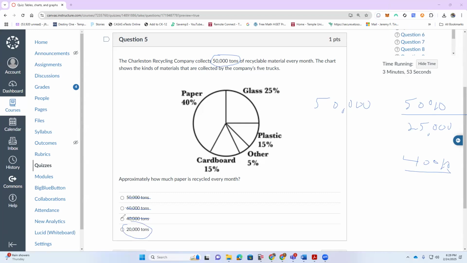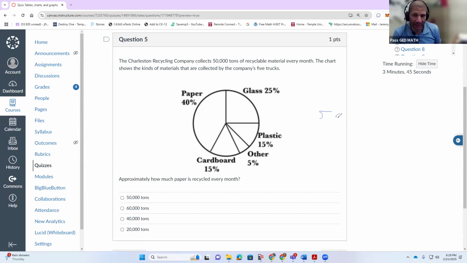If you wanted to solve it common sense, that's another way you could have done it. What I'm trying to do is show you several different ways that make sense. What did I tell you? How do you find 10% of any number? To find 10% of any number, you just move the decimal one place. So 10% is 5,000. That means 40% will be 4 times as big. So 5,000 times 4 is 20,000.